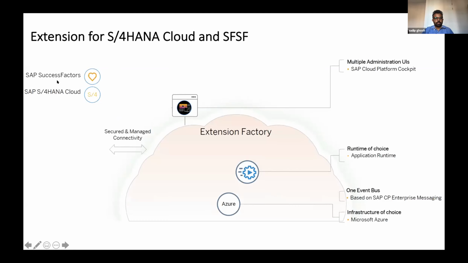So for SuccessFactors and S4HANA Cloud, SAP provides in the cloud platform two services called SAP SuccessFactors Extensibility and SAP S4HANA Cloud Extensibility. The way is very straightforward. You just make a connection and then you start consuming the service. Through the SDK, you can interact with the data model as well as make an event-driven extension. And that I'll show you later.